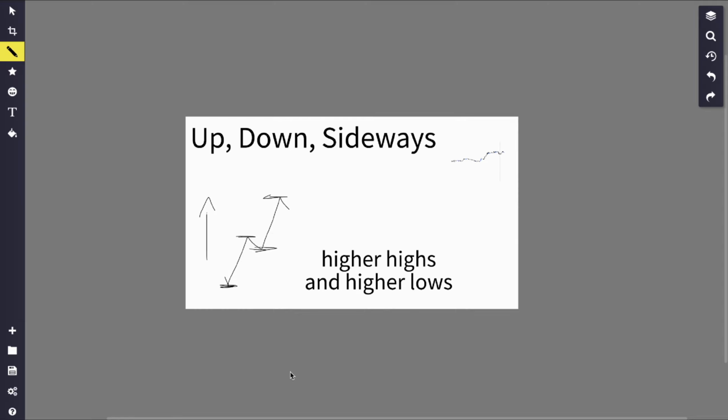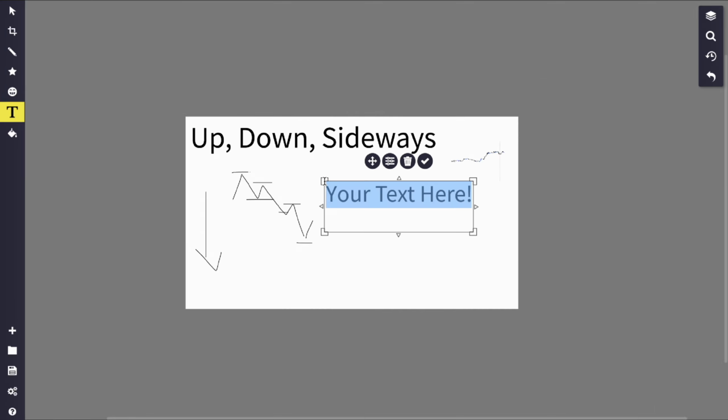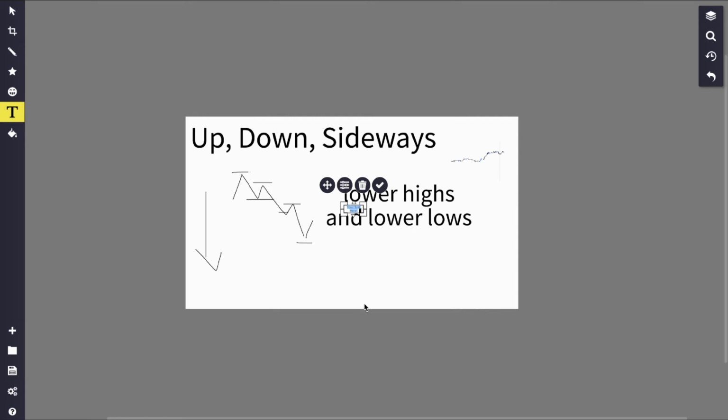Now, can you take a guess what downtrends are? Believe it or not. Let's just mark it out here. Take a guess. Lower highs and lower lows. Should do the same thing every time, eh? Lower highs and lower lows. Can you believe it?